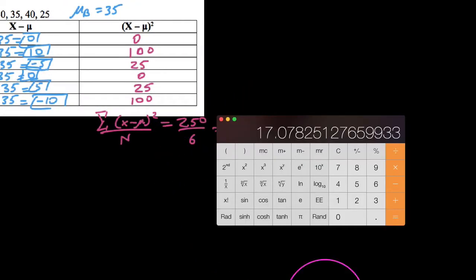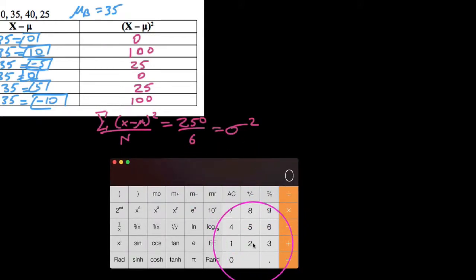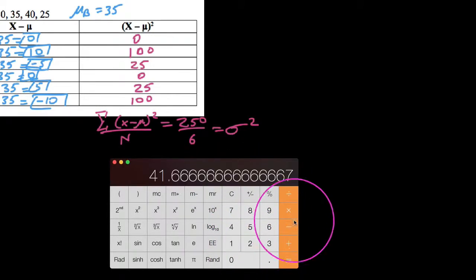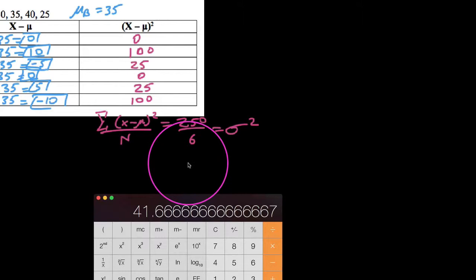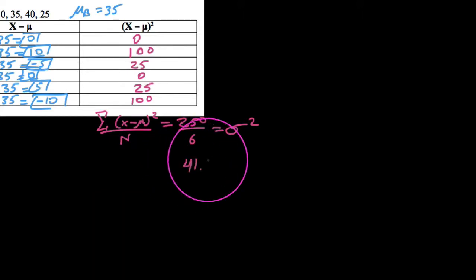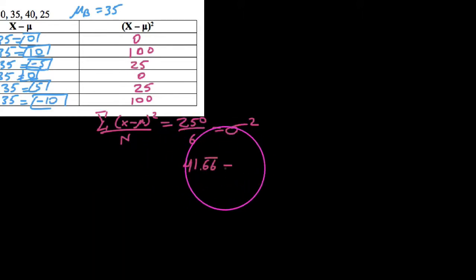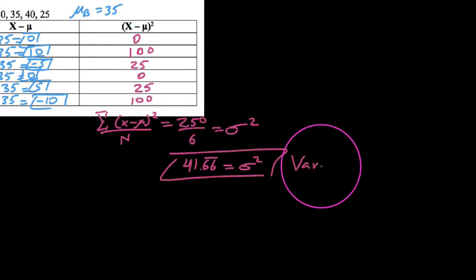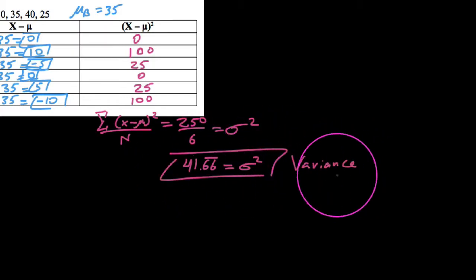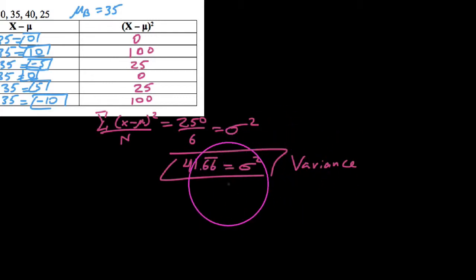250 divided by 6 gives us about 41 and 2/3. So we say 41.66 repeating, and I want that repeater on there, is our variance. And I want to label this. If you were asked what the variance is, it's the average squared distance from the mean.